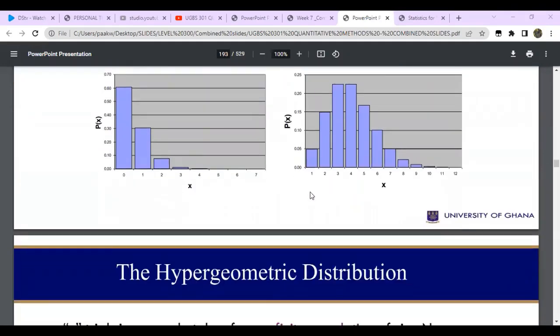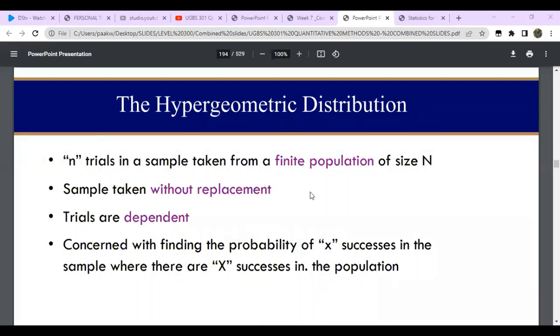So let's move on to the hypergeometric distribution. So is it okay? Can I continue? I want to move on to hypergeometric. I'm moving fast because today this one is not our main focus. Any question for me?